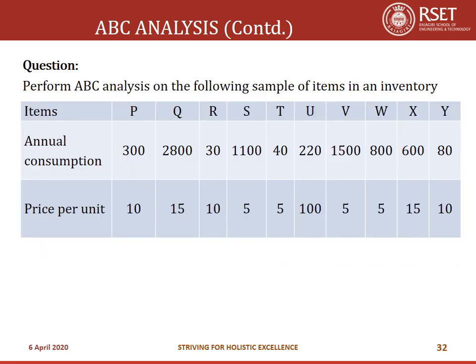So here we'll do a small problem. You have to perform an ABC analysis on the following sample of items in an inventory. They've given P, Q, R, S, T, U, V, W, X, Y. There are 10 items. They have given the annual consumption, that is the number of items bought every year, and the price per unit, that is the price of one item.